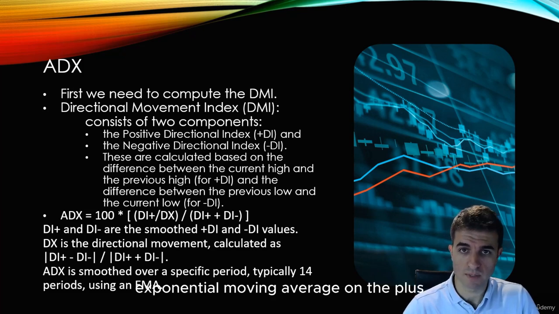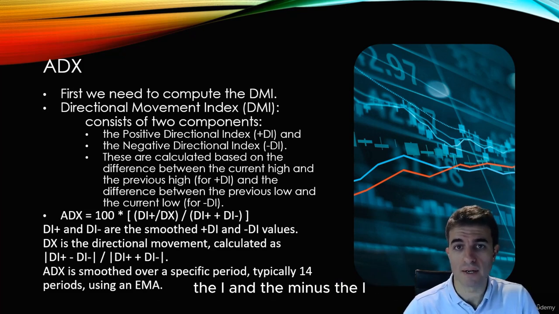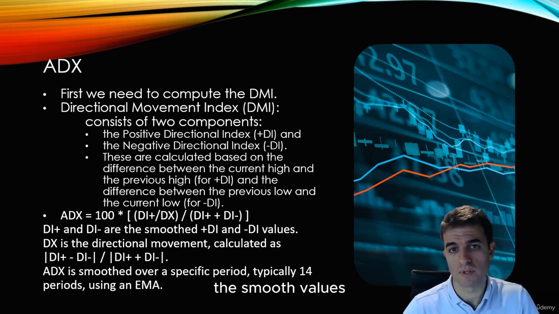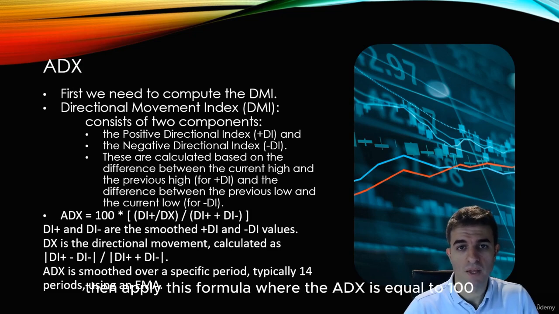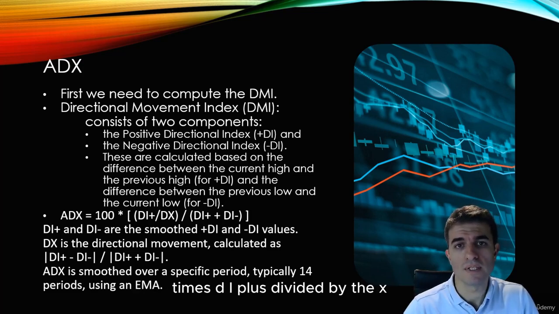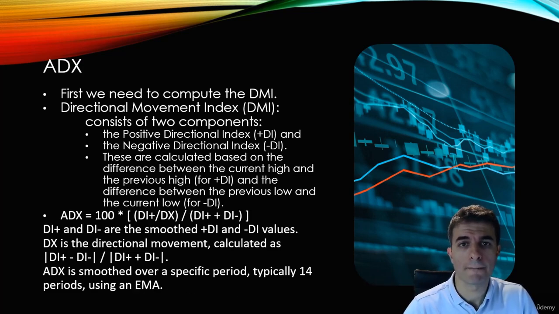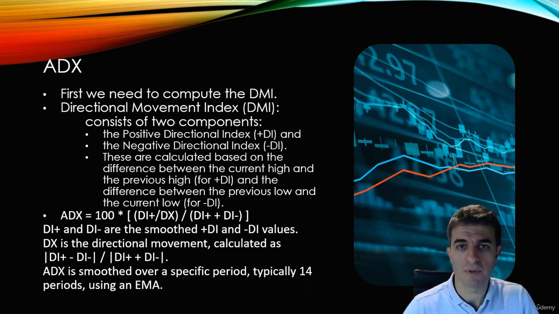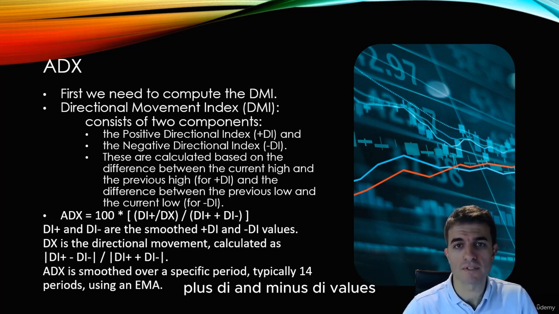So we apply the exponential moving average on the plus DI and the minus DI, and we obtain the smoothed values, the DI plus and the DI minus. Then we apply this formula where the ADX is equal to 100 times DX, divided by DI plus plus DI minus. So again, the DI plus and DI minus are the smoothed plus DI and minus DI values.